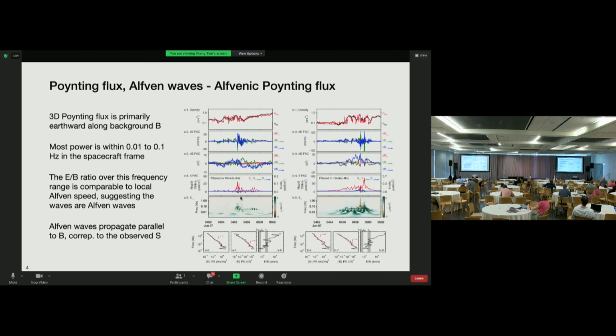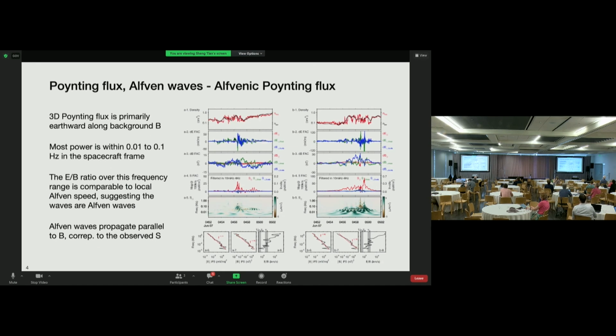Next slide. Okay, so this slide explains more on how we calculate the Poynting flux. Again, on the left I show the observation from RBSP-A, and on the right is RBSP-B. Again, the 2 spacecraft are separated by about 0.5 hour in local time. The second panel shows the electric field measurement. It's a 3D electric field. We actually only measure the 2D, and the third component is calculated from the E·B equals 0 assumption.